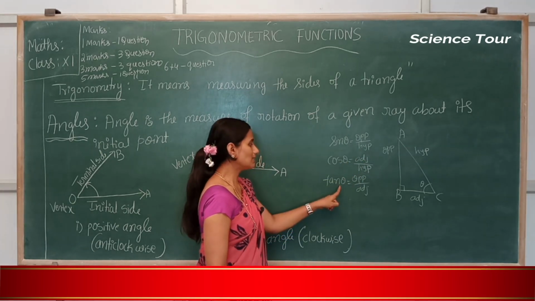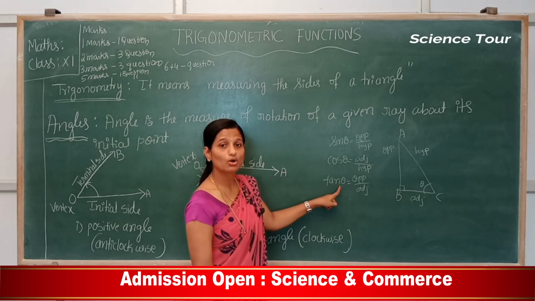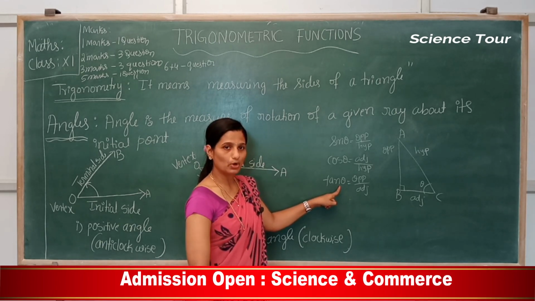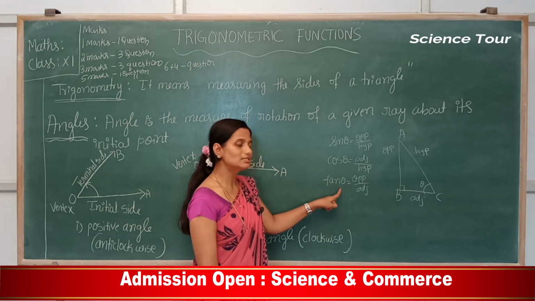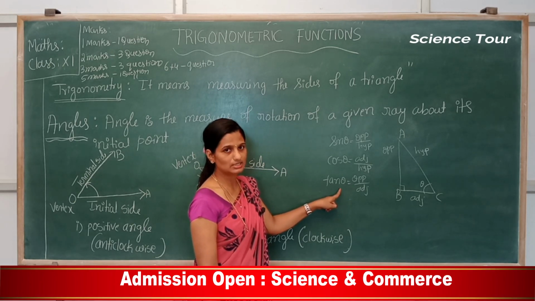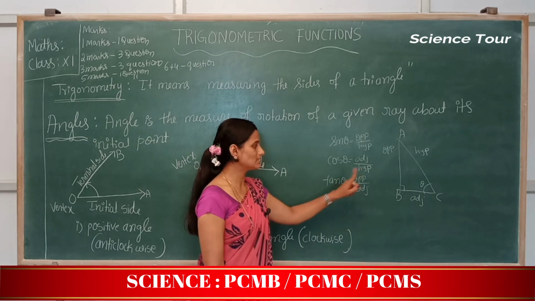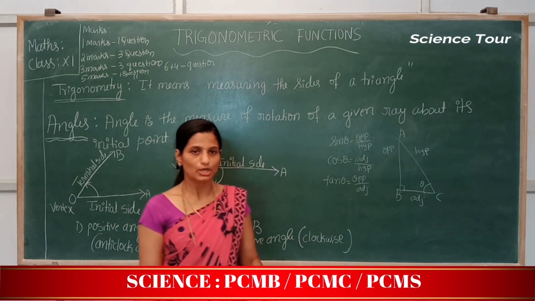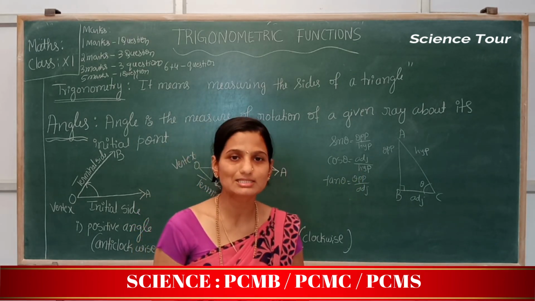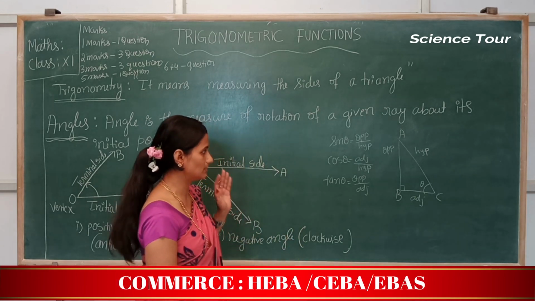Now next, cot theta. What is the definition of cot theta? Cot theta is the reciprocal of tan theta, and the definition is adjacent side divided by opposite side. Those are the definitions of the 6 trigonometric functions.